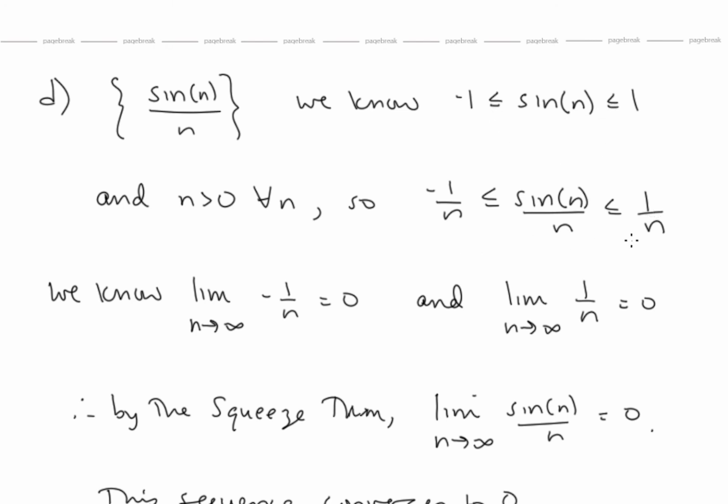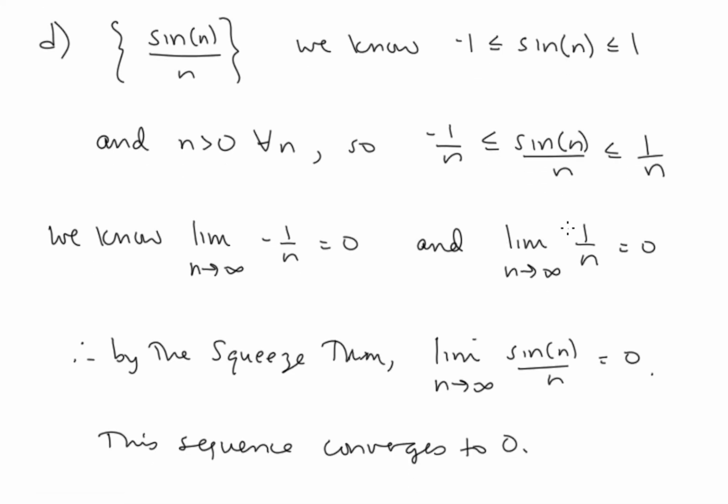So now we've got our sequence stuck in between two others, and notice that those other two sequences go to 0 as n goes to infinity. Well, if these values are always going to be in between -1 over n and 1 over n, well, these values must be going to 0 as well. And that's what the squeeze theorem says. The limit we're looking for is equal to 0. So this sequence converges to 0.